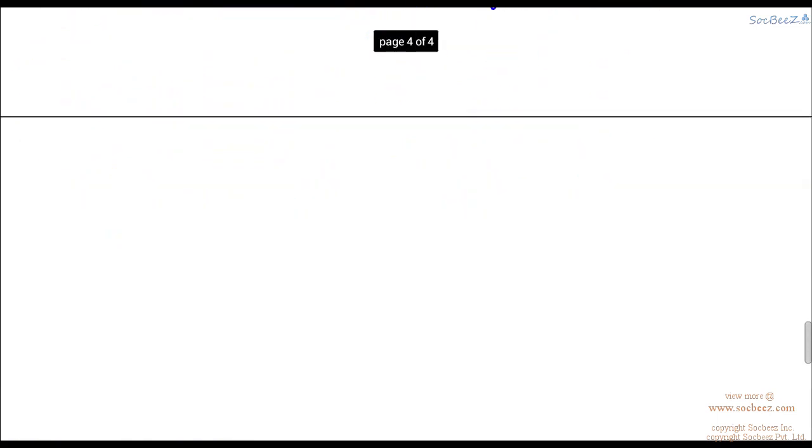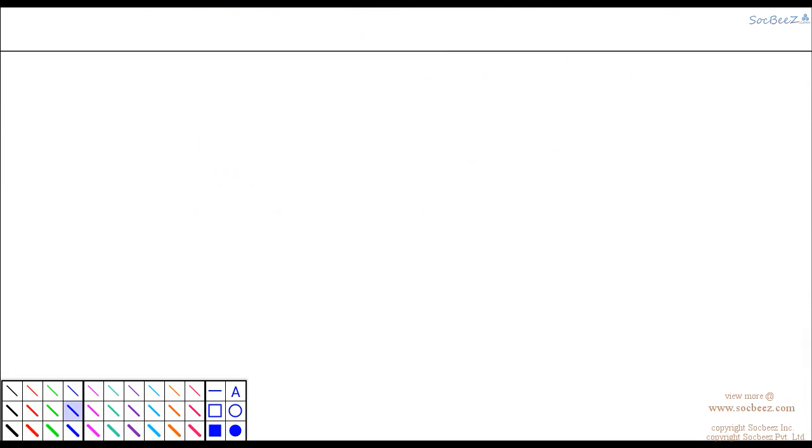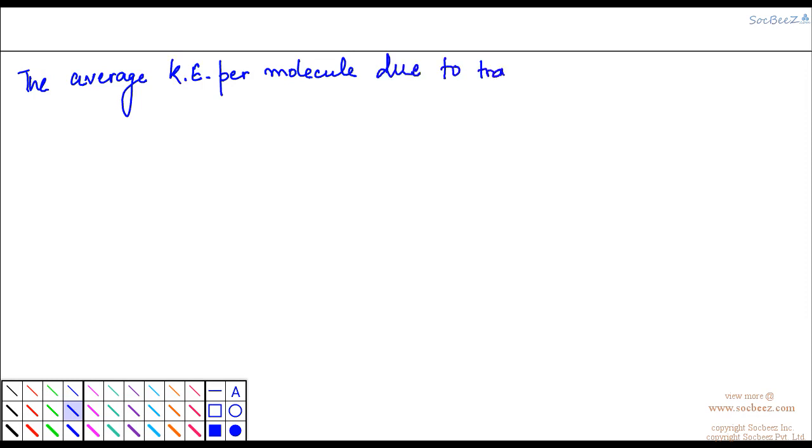Now, if we try to derive some results from the kinetic energy of translation per molecule, let's try to find out what is the mean kinetic energy stored. So we are trying to find the average kinetic energy per molecule due to translatory motion. Okay, we are interested in this.